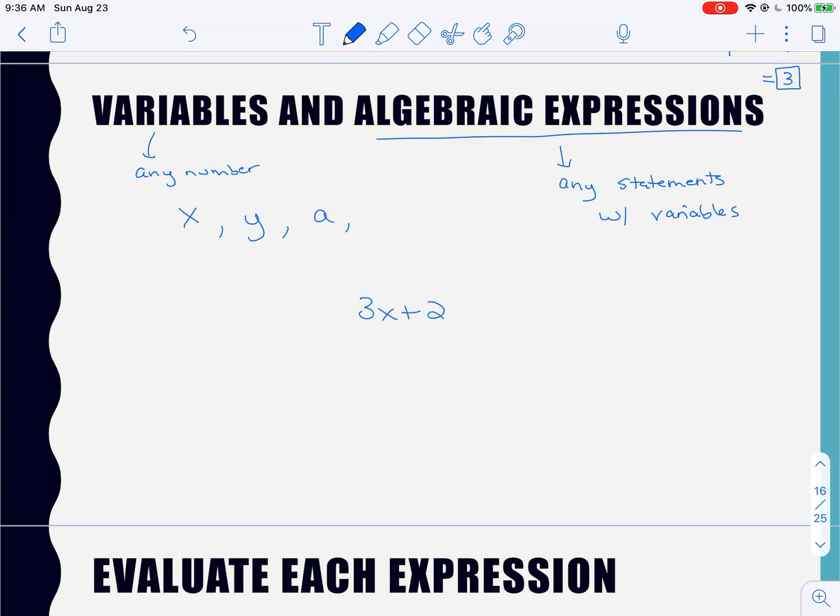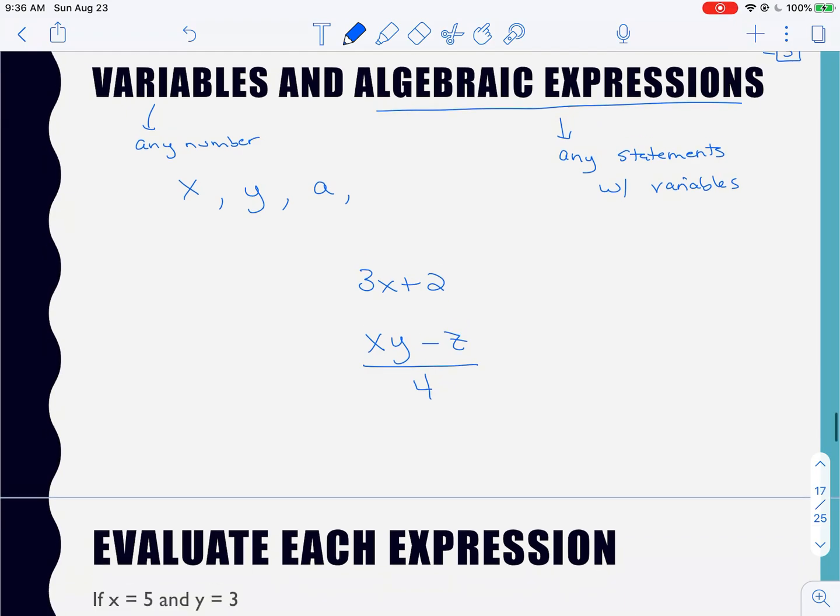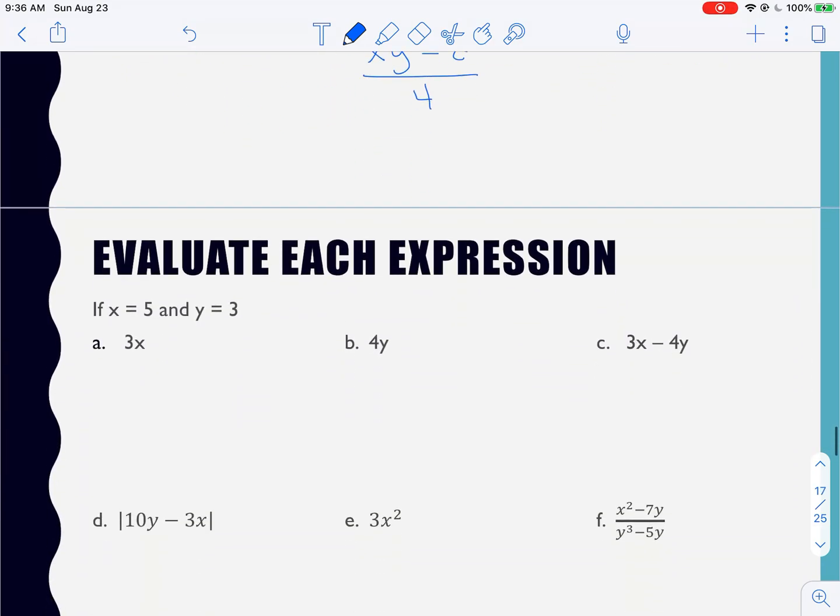So 3x plus 2 is an algebraic expression. xy minus z over 4 is an algebraic expression. Algebraic expressions typically don't have less than or equal to, greater than or equal to, less than, greater than, equal signs. They're just expressions without a mathematical symbol other than the operations.